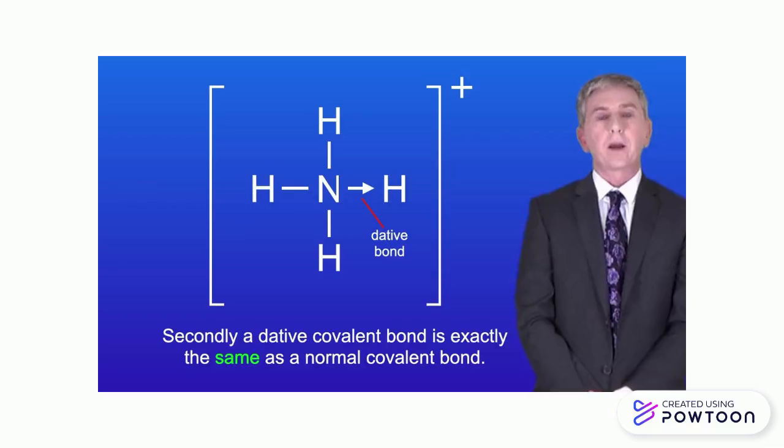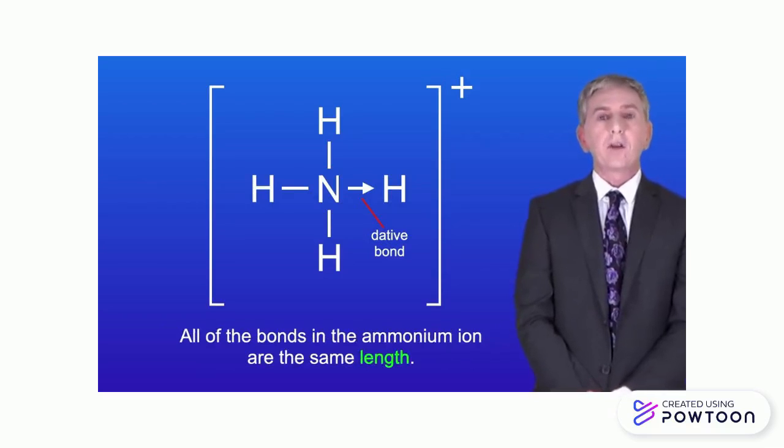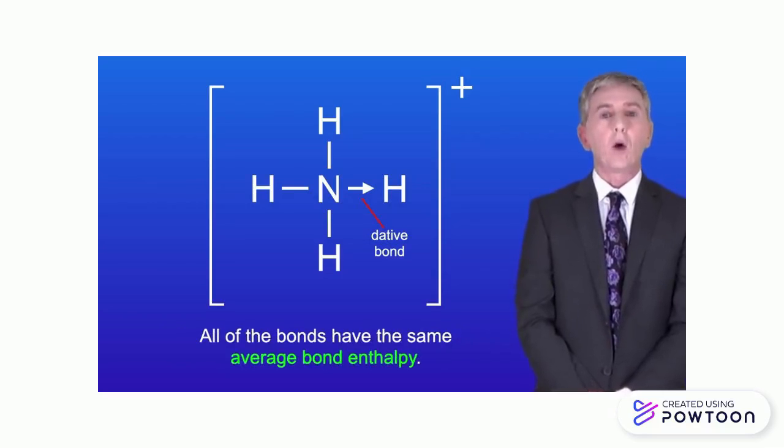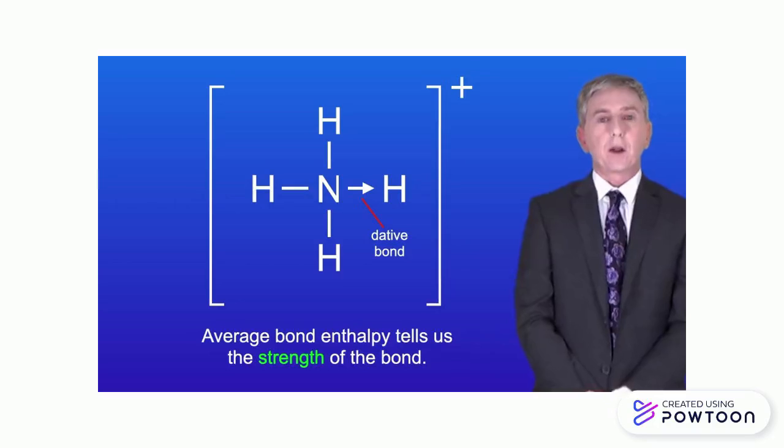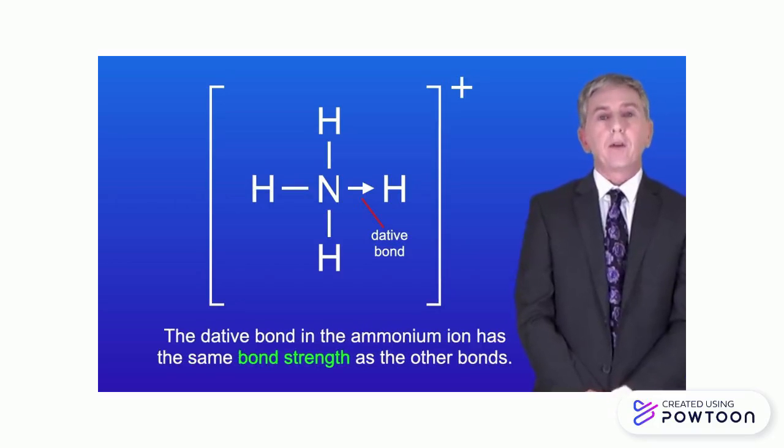Secondly, a dative covalent bond is exactly the same as a normal covalent bond. All of the bonds in the ammonium ion are the same length, and all of the bonds have the same average bond enthalpy. Average bond enthalpy tells us the strength of the bond, and the dative bond in the ammonium ion has the same bond strength as the other bonds.